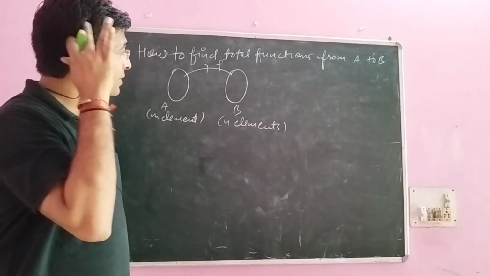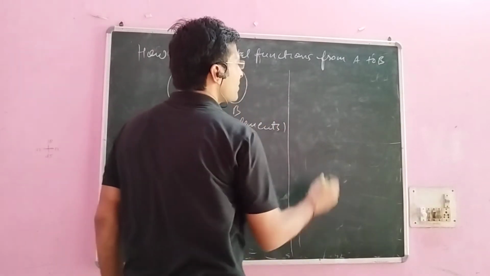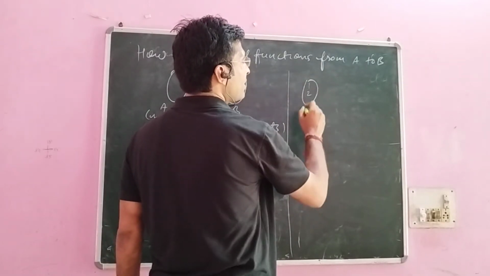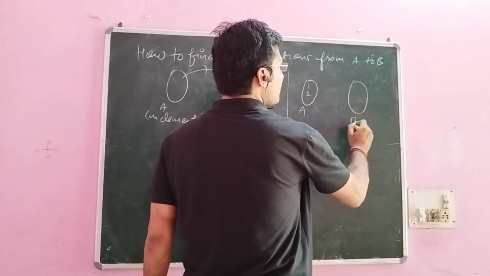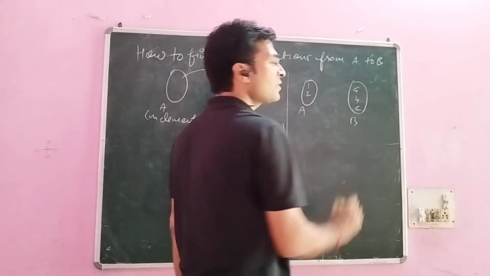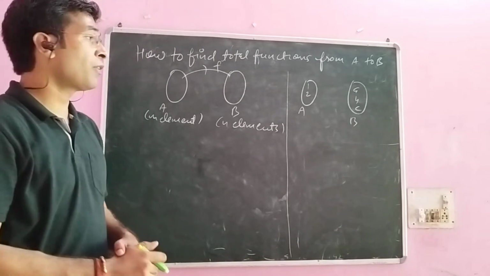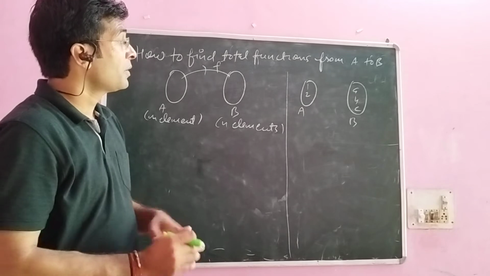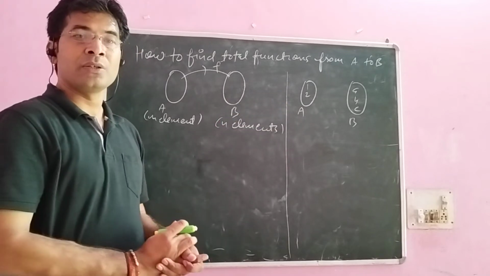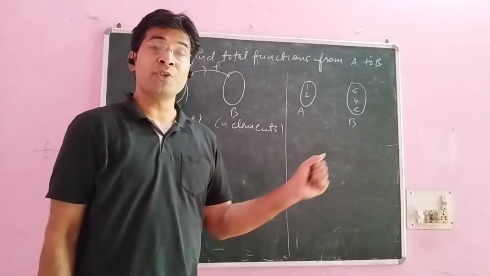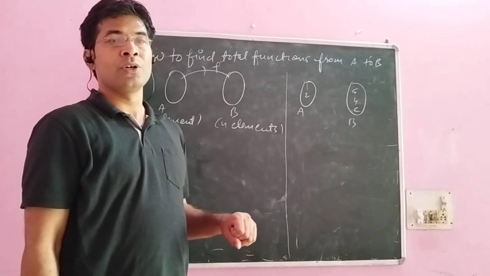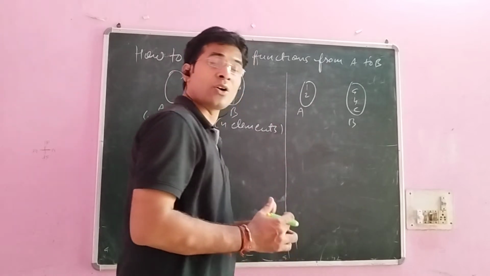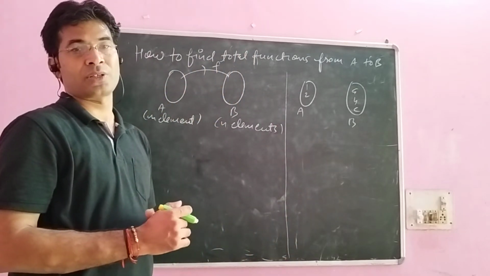So for this exercise, we are taking a very small example. Suppose in a set A, I am taking two elements 1 and 2, and in another set B, I am taking three elements A, B, C, and I want to know how many functions from A to B there are. As we know the definition of function, each element of A should have a unique image in B. So for finding this formula, we are just taking the concept of permutation and combination.